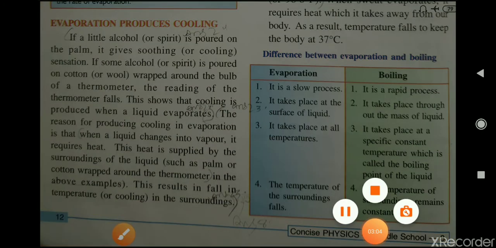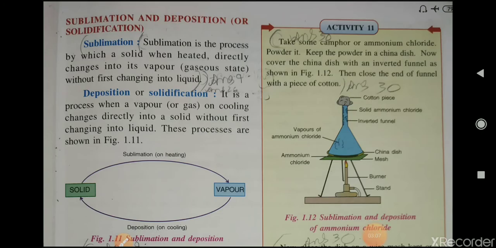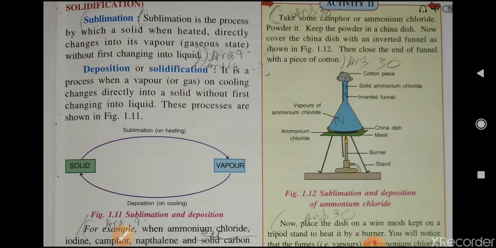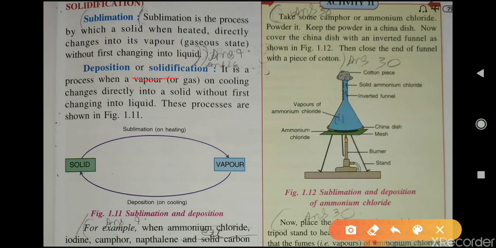Now sublimation and deposition or solidification. Sublimation is a process by which a solid when heated directly changes into its vapor without first changing into liquid. Means the process by which a solid directly changes into its vapor state without changing into liquid, that is known as sublimation. And deposition is a process when vapor on cooling directly changes into solid without first changing into liquid. That is known as solidification or deposition.